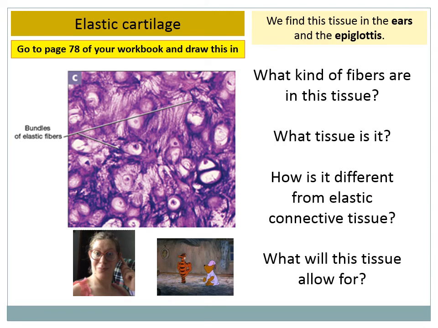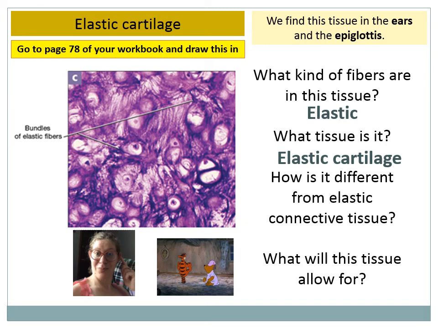All right, we have another type of cartilage here that we're taking a look at. This type of cartilage we find in the ear and the epiglottis, so that's where we find this kind. Looking at the picture here to the left, what kind of fibers do we find in this tissue? We find elastic fibers. Therefore, we know what kind of tissue this is going to be. This is going to be elastic cartilage, right? It's got that elastic stuff.